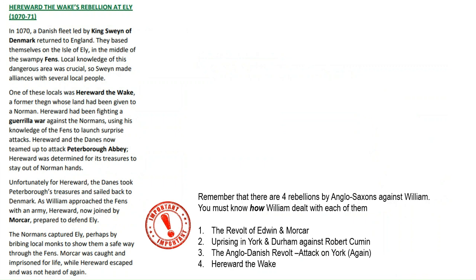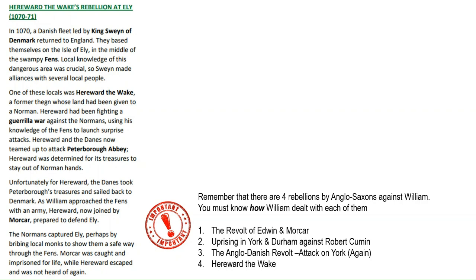Next one, Herod the Wake and his rebellion at Ely in 1070 to 71. In 1070, a Danish fleet led by King Sweyn, him again, of Denmark, returned to England. They based themselves on the Isle of Ely, in the middle of the swampy fens. Local knowledge of this dangerous area was crucial, so Sweyn made alliances with several local people. One of these locals was Herod the Wake, a former thane whose land had been given to the Normans, so he was angry about that.